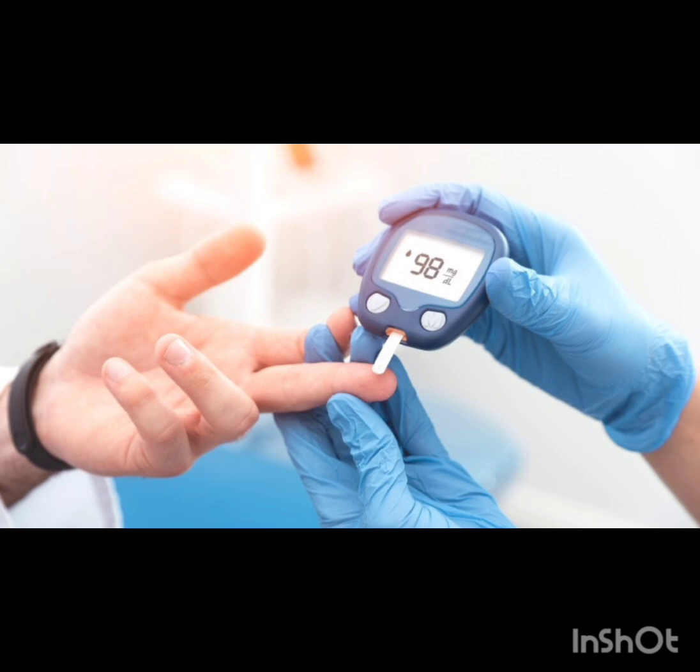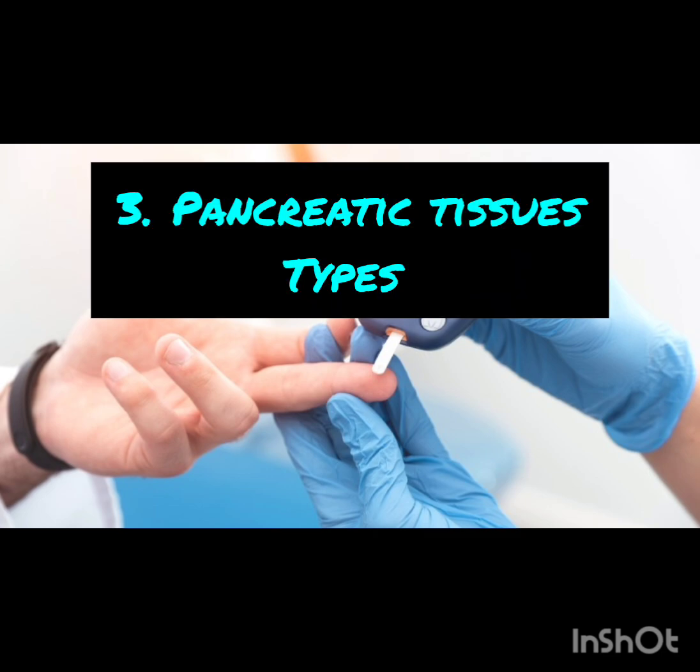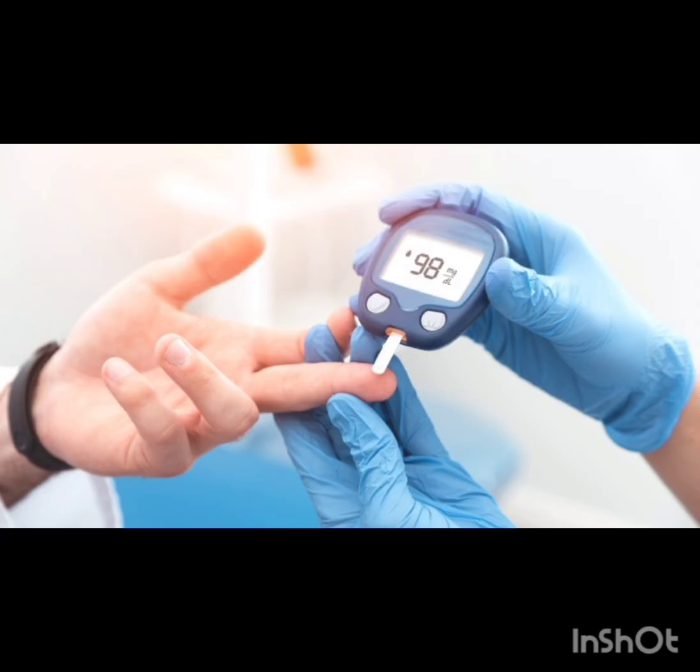So in the first type we have autoimmune destruction of the pancreatic islets of Langerhans. The pancreas is made up of many tissue types, such as the acini and the islets of Langerhans. The acini produce digestive juice that passes into the duodenum. The second is the pancreatic islets of Langerhans, which are made up of 4 cell types.